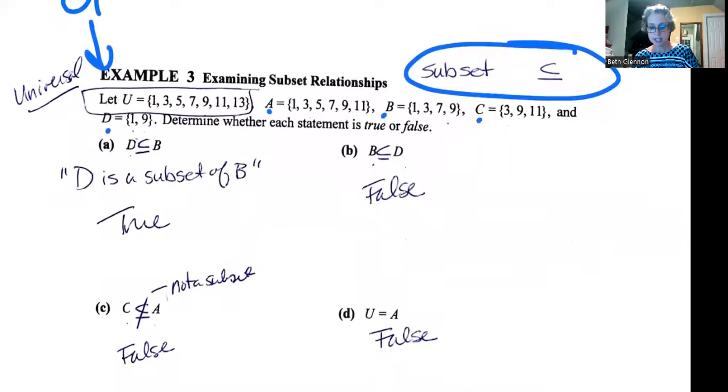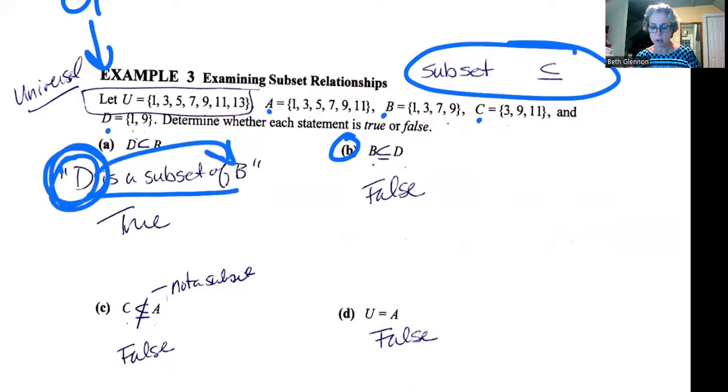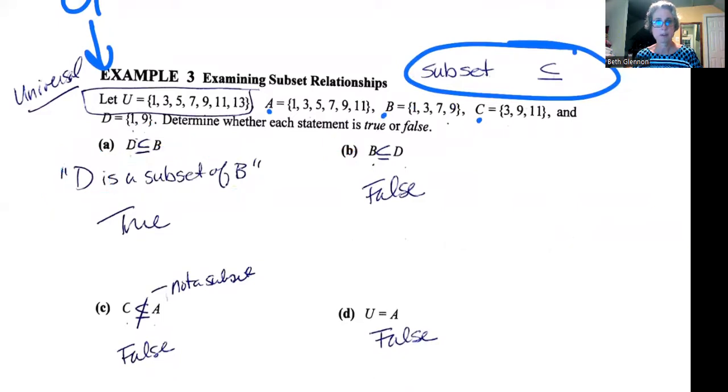It says here, D is a subset of B, and that's exactly how you'll read it. D is a subset of B. So you're going to see if every single thing in D is also in B. Okay, yeah, everything in D is in B. You see 1 and 9, and then you look at B, 1 and 9, there it is. So you know that it's a subset. Let me clean this up for us.